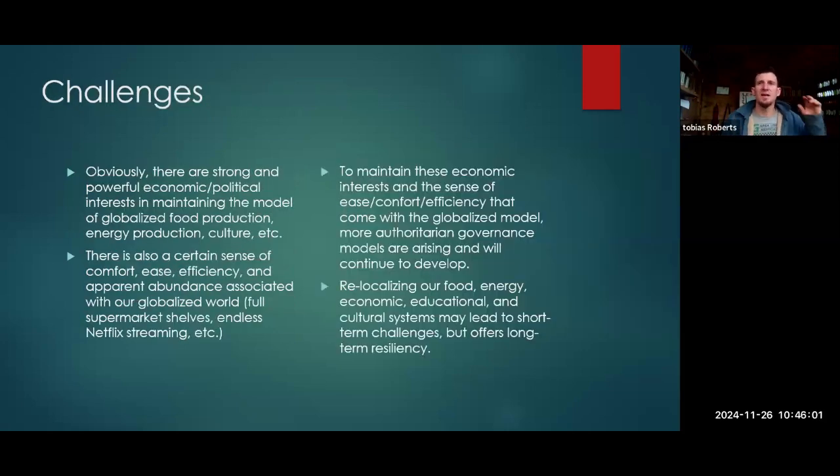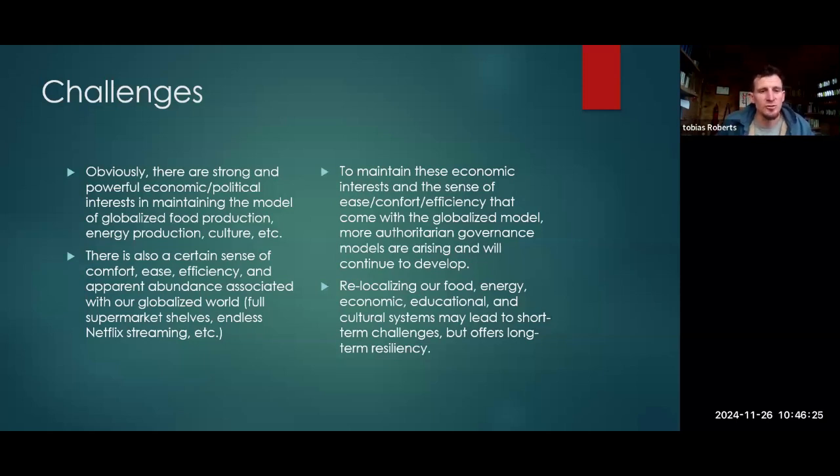To end with, I want to take a quick look at the challenges that come with relocalization. Obviously, there are always going to be strong, powerful economic and political interests in maintaining the model of globalized food production, globalized energy production, globalized culture. There are embedded economic interests that want to maintain the status quo.